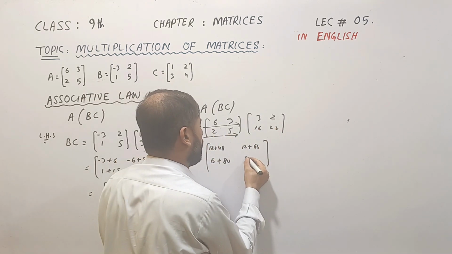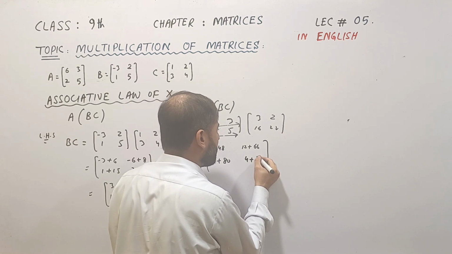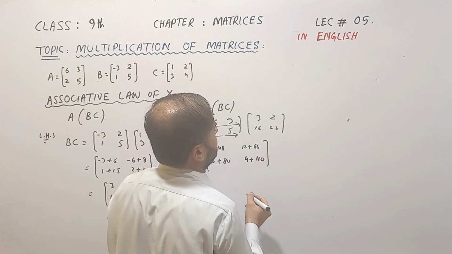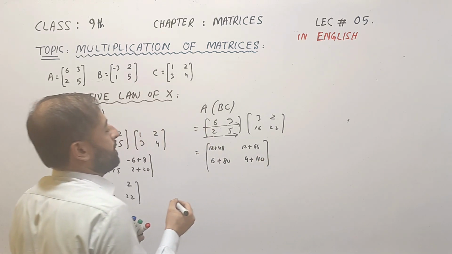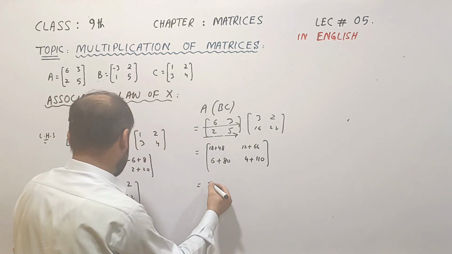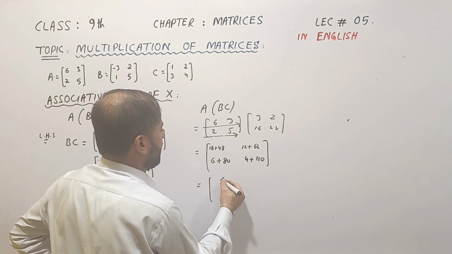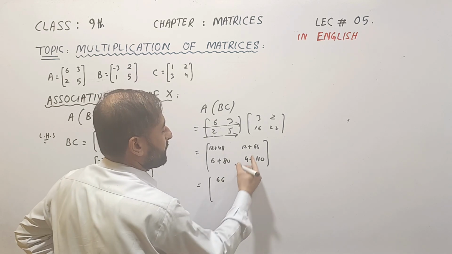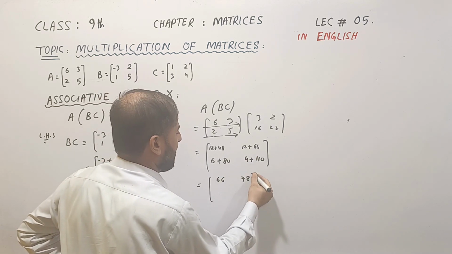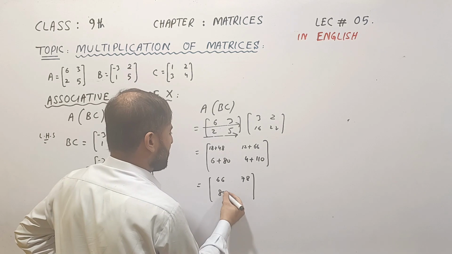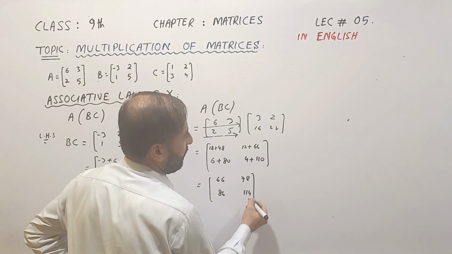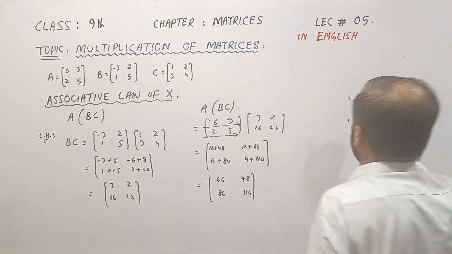4 plus 110. Right, students? So you got 8 plus 8, 16, 1, 4, 5, 6, 8, 78, 86, and this is 114. Now you determine the right hand side.